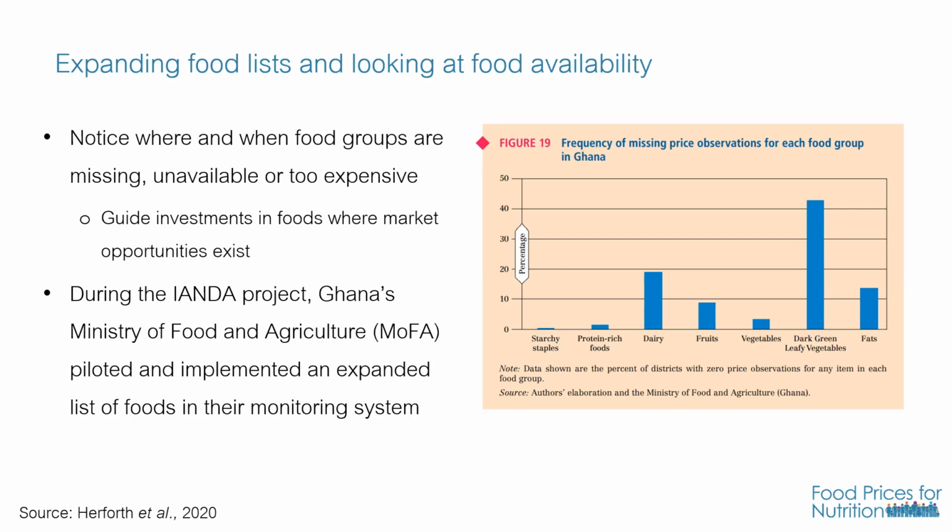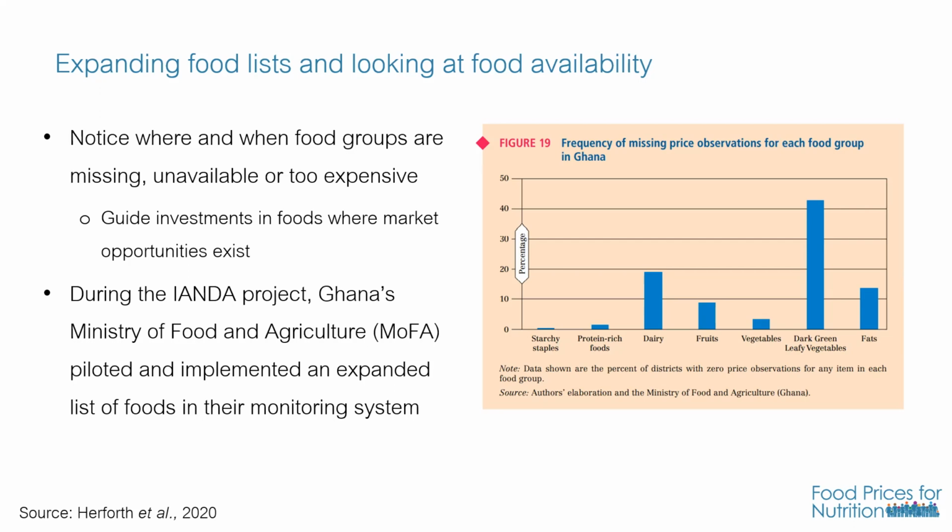It's very important to notice when and where food groups don't have data. So they may be missing data because they're not being collected. They may be unavailable foods, or they may just be too expensive, so they're not included in least cost diets. But you'll see here in this figure, this is from the SOFI 2020 background report. There's data from missing price observations for each food group in Ghana. And you can see that dark green leafy vegetables were not frequently tracked in Ghana. That's an important piece of information.